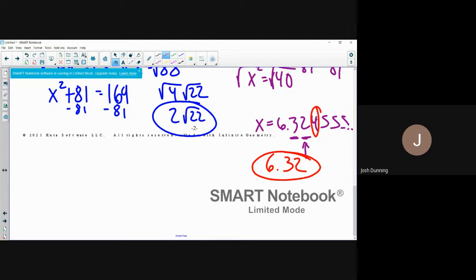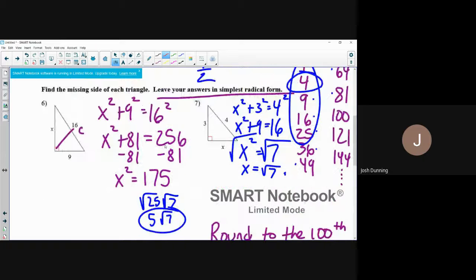Round. On the delta math, it says like round to the 10th or round to the 100th if necessary. Don't do any simplest radical form. Just grab your calculator, take the square root. If you get a whole number, good. If you don't, you got to round it. On the ones on the delta math that say simplest radical, that's when you got to do all of this stuff right here. Hope that helps.